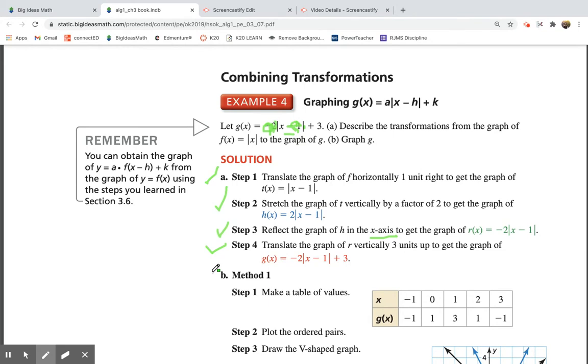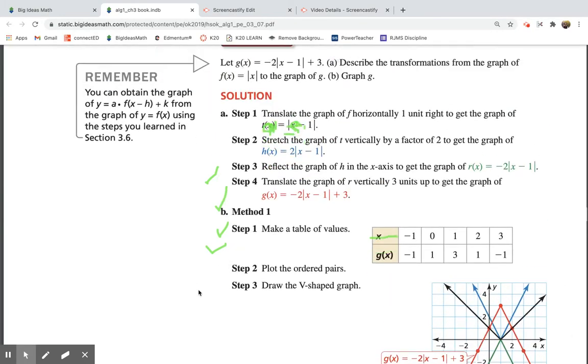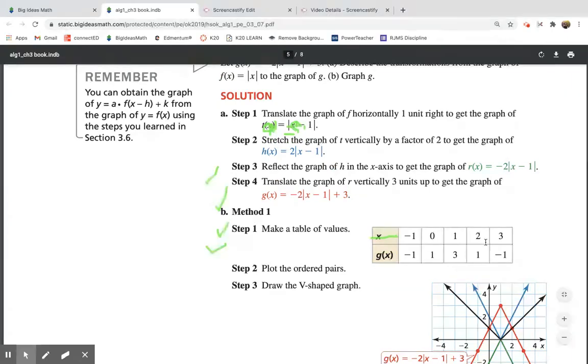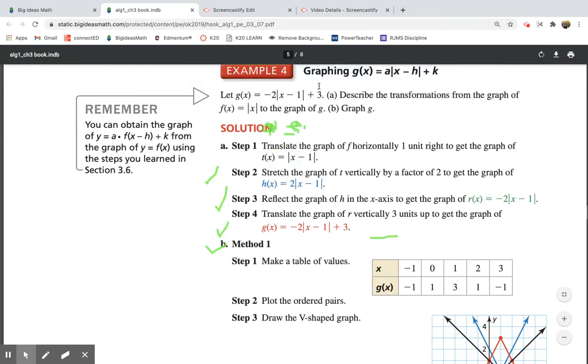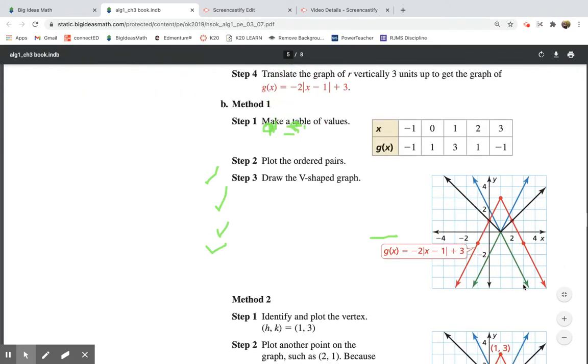Okay, so now we just have to graph g. We don't even have to graph the parent function. You can, but you don't have to. So you can make a table, and we just plug in some numbers into this equation. So they started with negative 1. Negative 1 minus 1 is negative 2. Absolute value of that is 2. 2 times negative 2 is negative 4. Negative 4 plus 3 is negative 1. So we're plugging in these values to get our points.